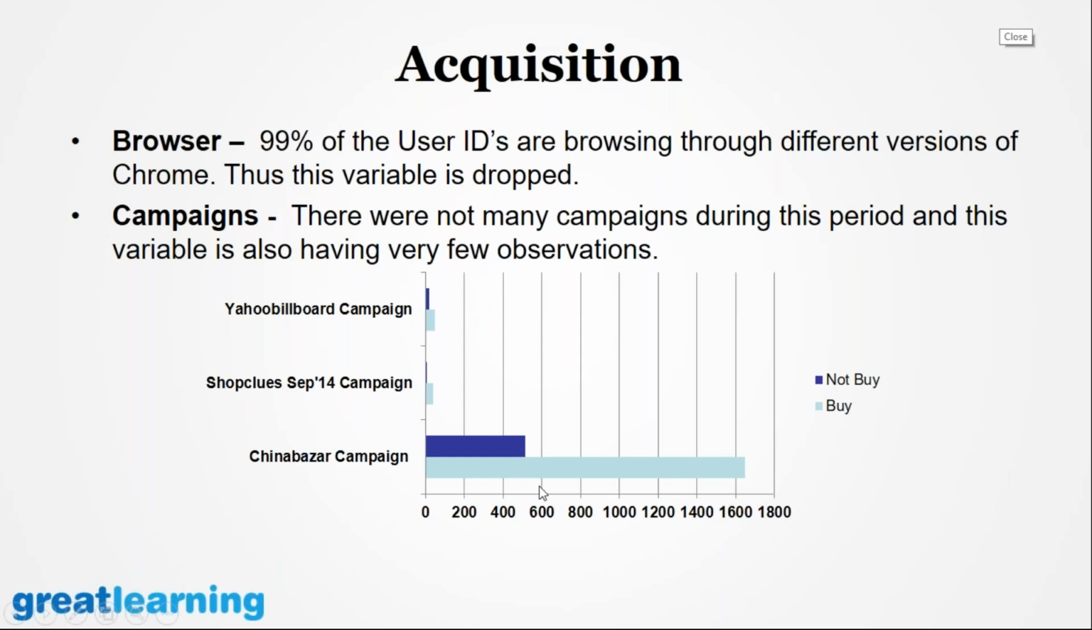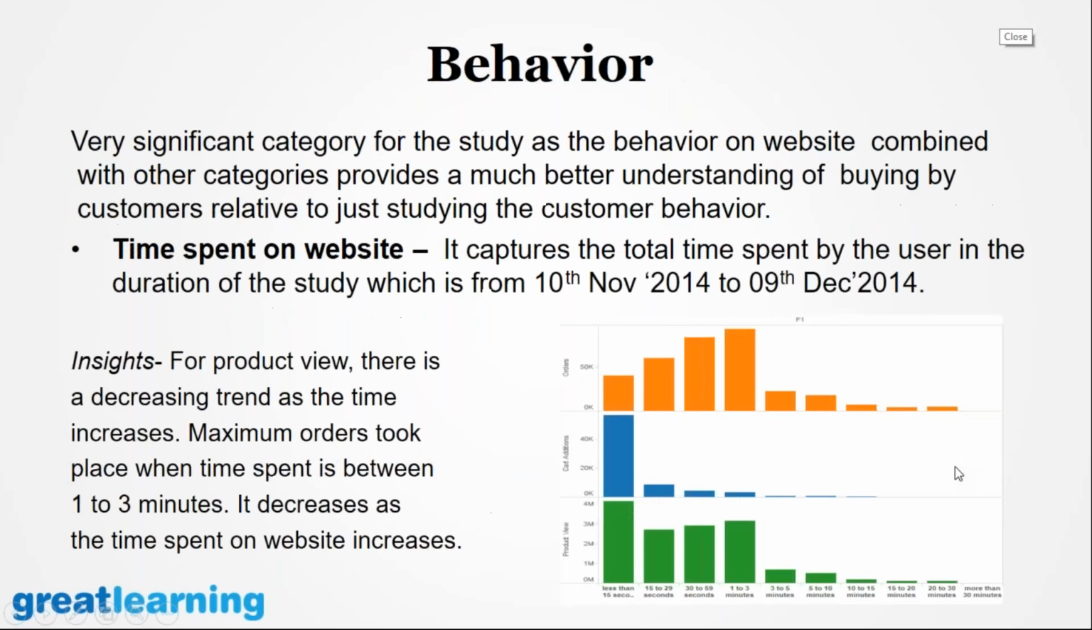From the Yahoo billboard campaign, we see the dark ones are not buy and the ones which bought are in the lighter color. Similarly for Shop Clues September 2014 and China Bazaar, we see most of the buying is happening through the China Bazaar campaign. There were not many campaigns during this period, and this variable also has very few observations.